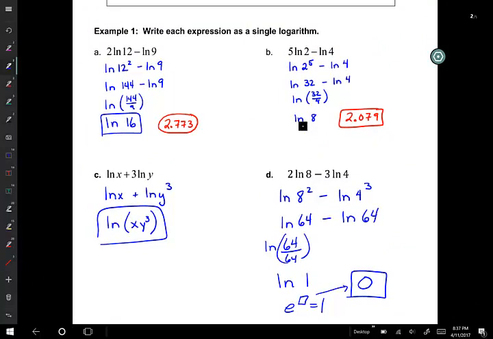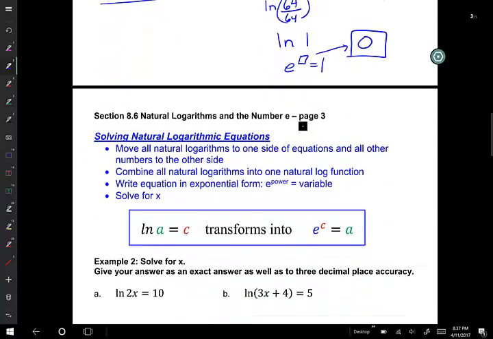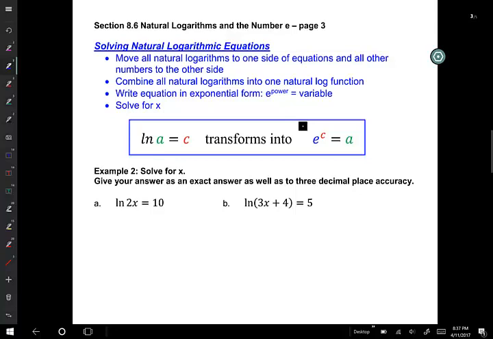Very straightforward and easy to work through there. Let's look at our next problems. In our next section, we're going to talk about solving a logarithm, much like we did in section 5, except we're going to be talking about natural logarithms. Simple rules, they should seem familiar. We're going to move the natural logarithms to one side and all other numbers to the other side, combining natural logs into one natural log function, and then likely have to transform the equation into exponential form.